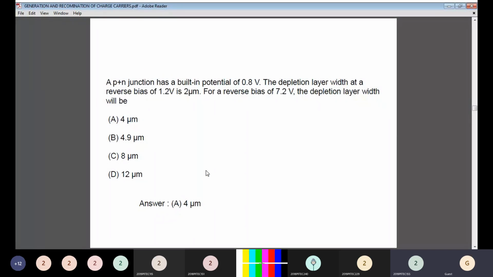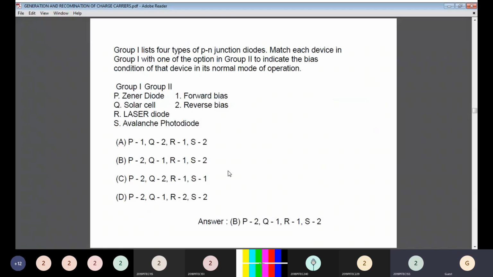Next. A P plus N junction has a built-in potential of 0.8 volt. The depletion layer width at a reverse bias of 1.2 volt is 2 micrometer. For a reverse bias of 7.2 volt, the depletion layer width will be: 4 micrometer, 4.9 micrometer, 8 micrometer, or 12 micrometer. The correct answer is 4 micrometer.